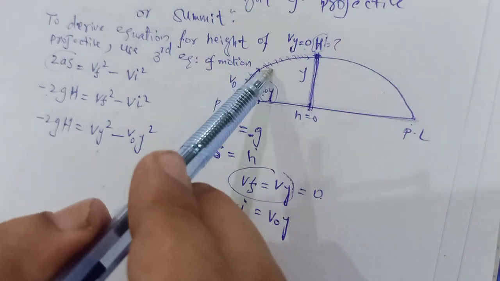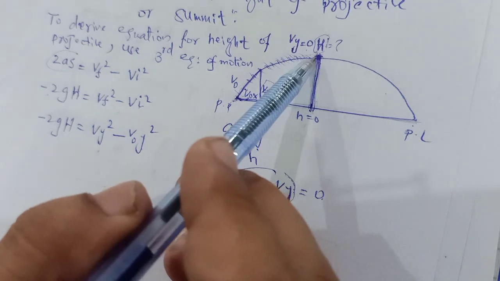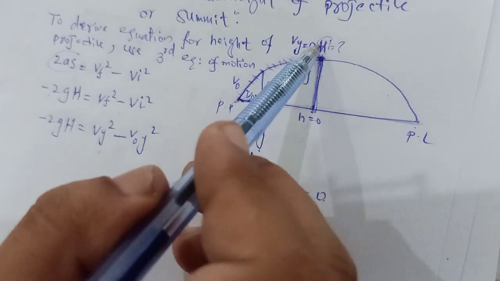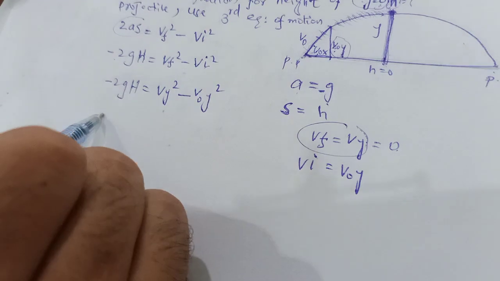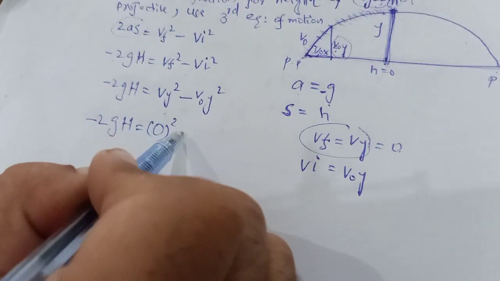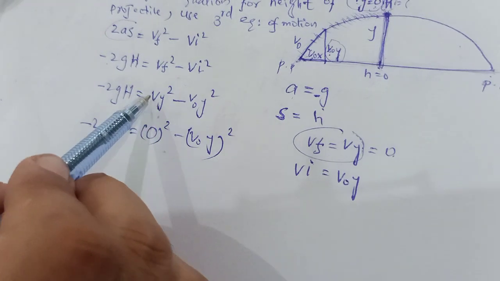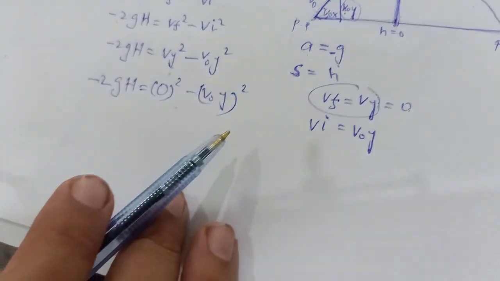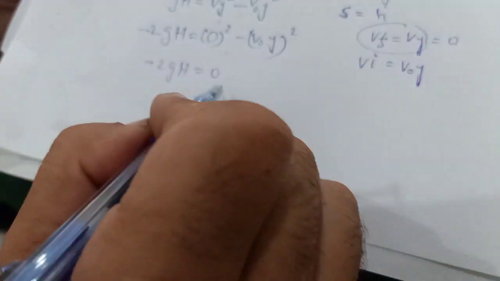The final vertical velocity, when the projectile reaches the maximum height, it stops for an instant of time. So there the final vertical velocity of projectile becomes zero. So vf ki jagah hum vy put kar lenge, and here put zero over here. As the final vertical velocity of projectile is vy, and vy at certain height h is zero, what we get is -2gh is equal to 0 square, which is zero.